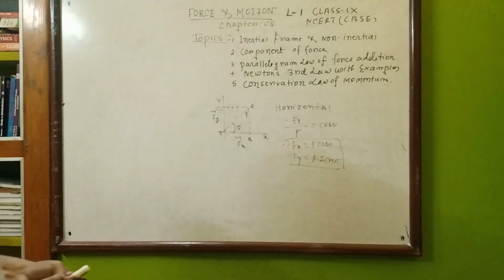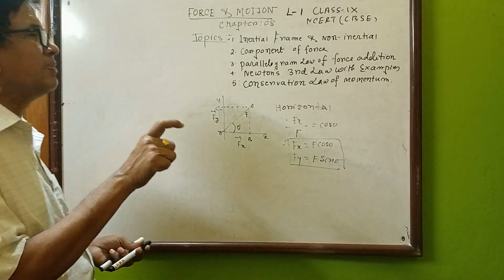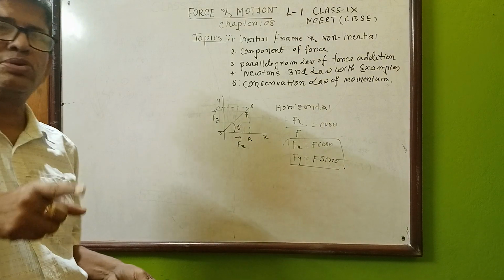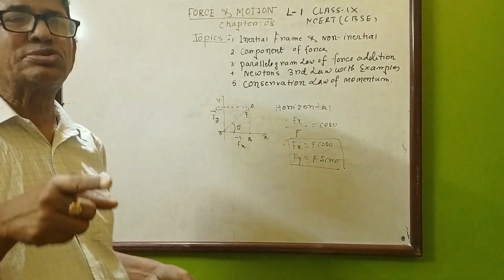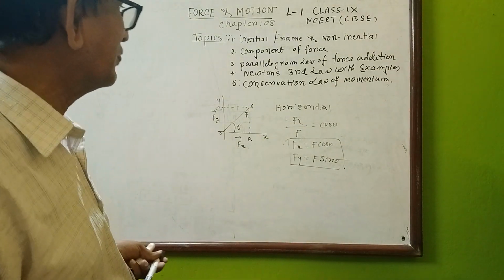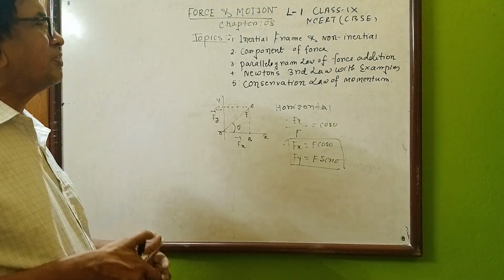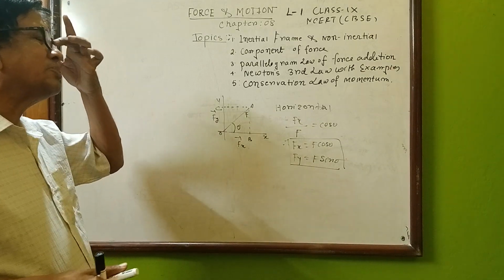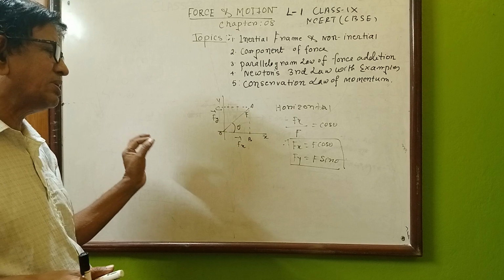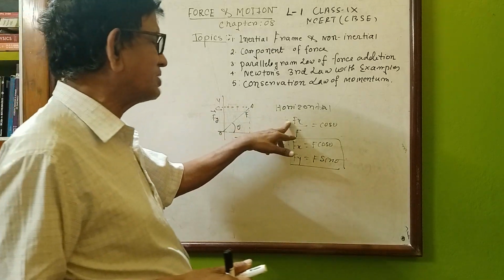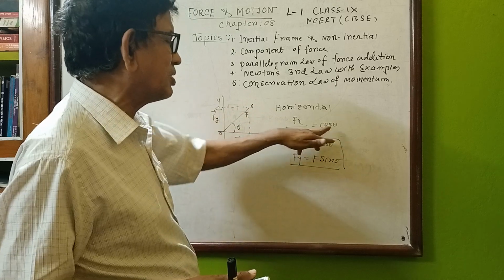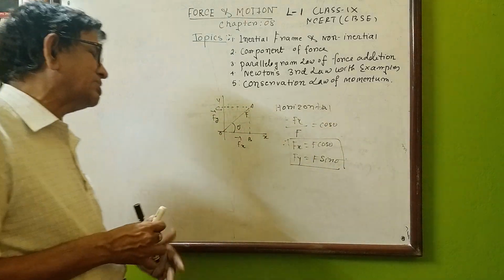So the inertial frame I have told, any frame at rest or with uniform velocity. Non-inertial frame, any frame moving with acceleration, and pseudo force will act opposite to the applied force. Then components of force: any force making some angle theta with the x-axis has two components, one along the x-axis, that is Fx. Now Fx by F, you know, base by hypotenuse, is equal to cos theta. So Fx equals F cos theta.